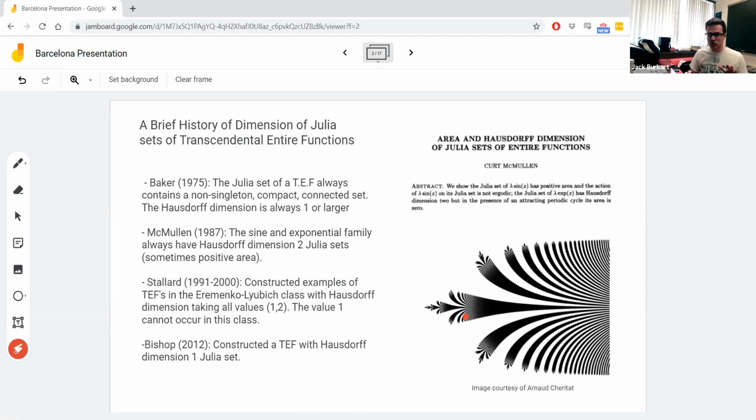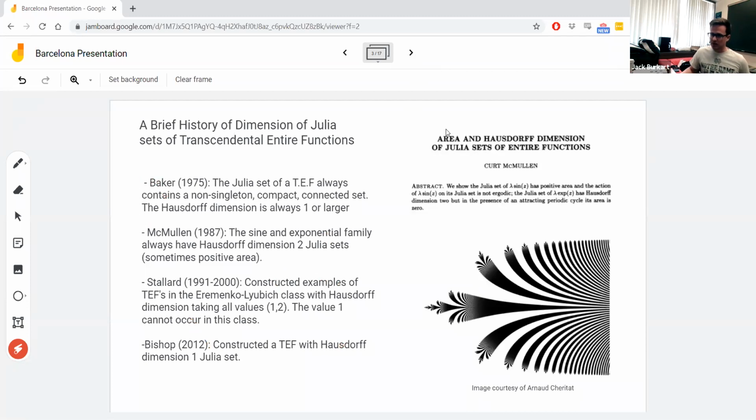And then, depending on the situation, sometimes we have positive area. It depends on various dynamical features. The main takeaway is two things. One is that almost any transcendental entire function that you write down will probably have Hausdorff dimension 2. Either that or it'll be really difficult to compute. The other main takeaway is that it's going to be difficult to construct transcendental entire functions whose dimensions get close to this Baker lower bound right here.